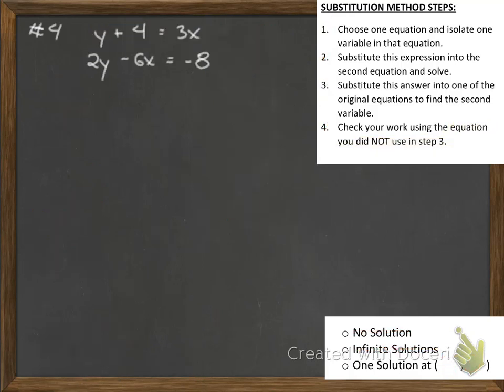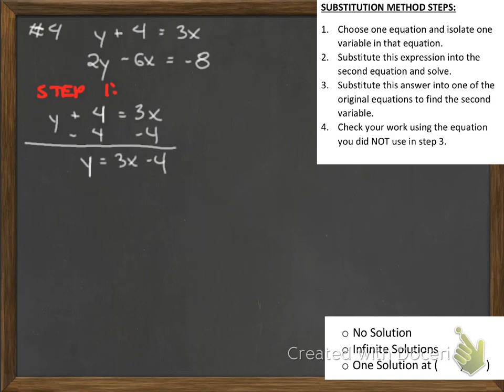Let's look at number 4. Here we have y plus 4 equals 3x, and then we have 2y minus 6x equals negative 8. So first we have to isolate one variable. I'm going to choose to isolate the y in the first equation. I'm going to do this by subtracting 4 from both sides. So we have y is equal to 3x minus 4.